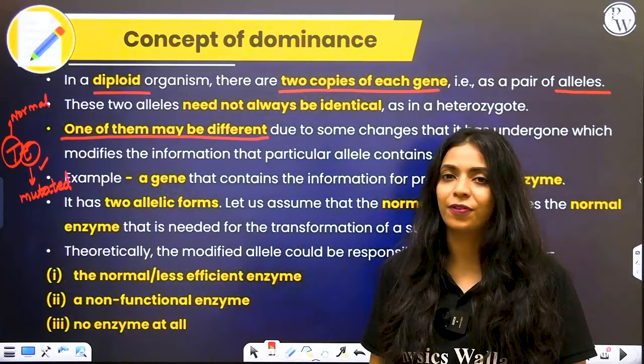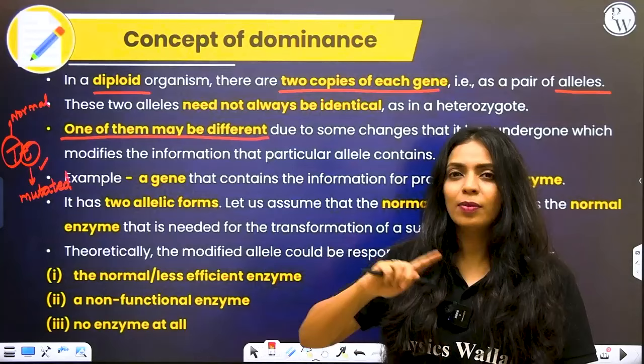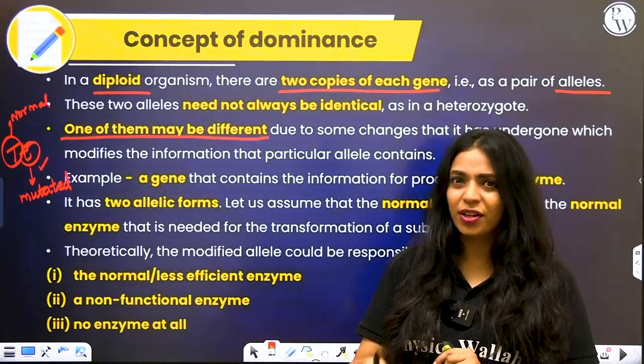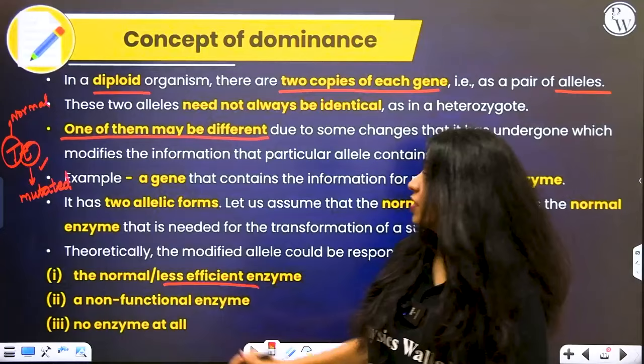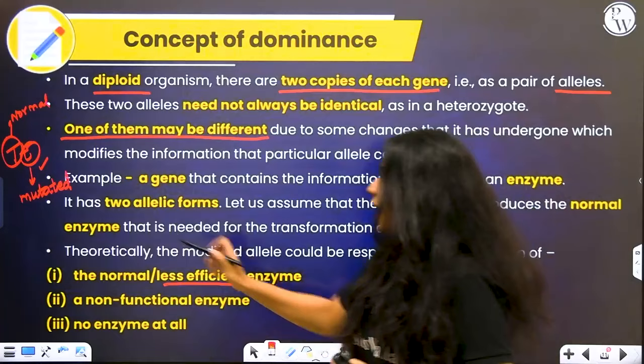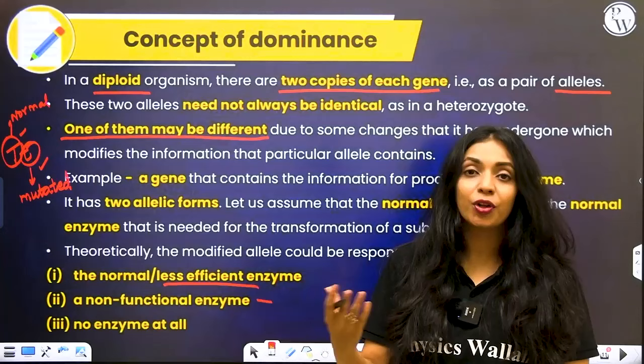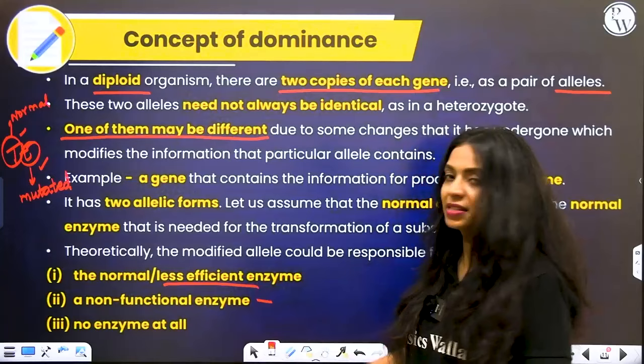Now, once it is modified, there are three possibilities. The modification or mutation might be very trivial, very small thing, such that whatever enzyme is supposed to be produced, it is producing it, but it's producing it in a slightly modified way, which is less efficient. It's performing its job, but not as well as this. In that case, what will happen? It will act as good as this. Maybe slight difference is there, but there will not be any change in the phenotype. Or it could be non-functional. It is producing an enzyme, but that enzyme is not able to function at all. You can say that this less efficient enzyme is able to do its job, but it's a little slow. You can say it like that.